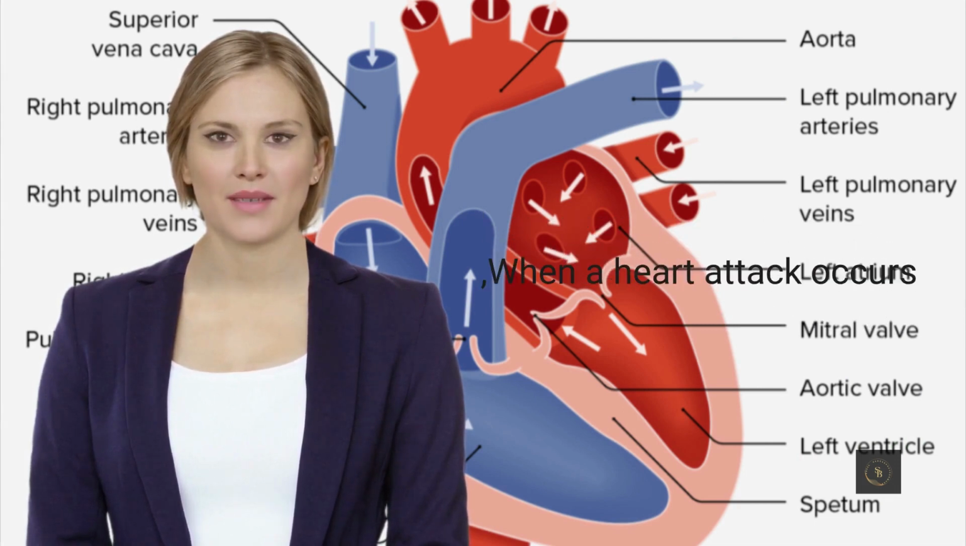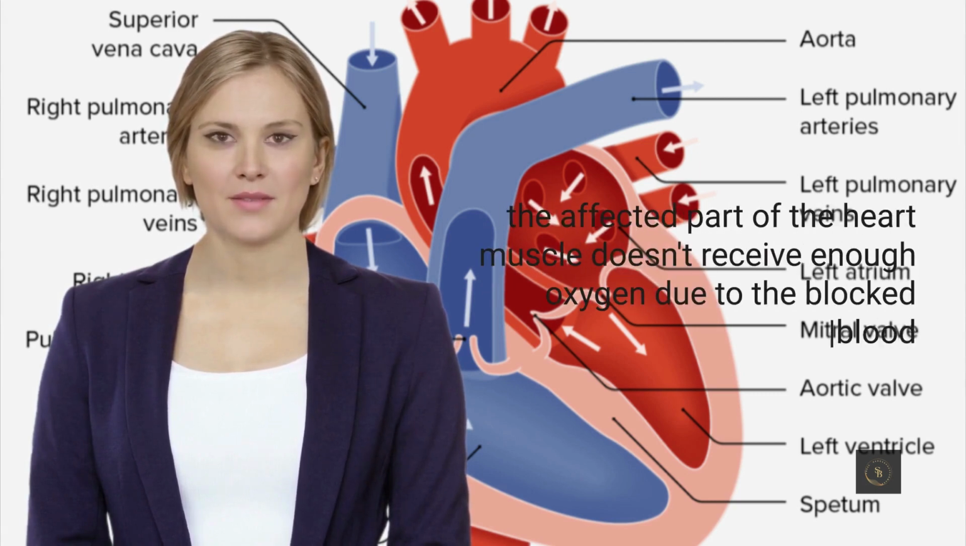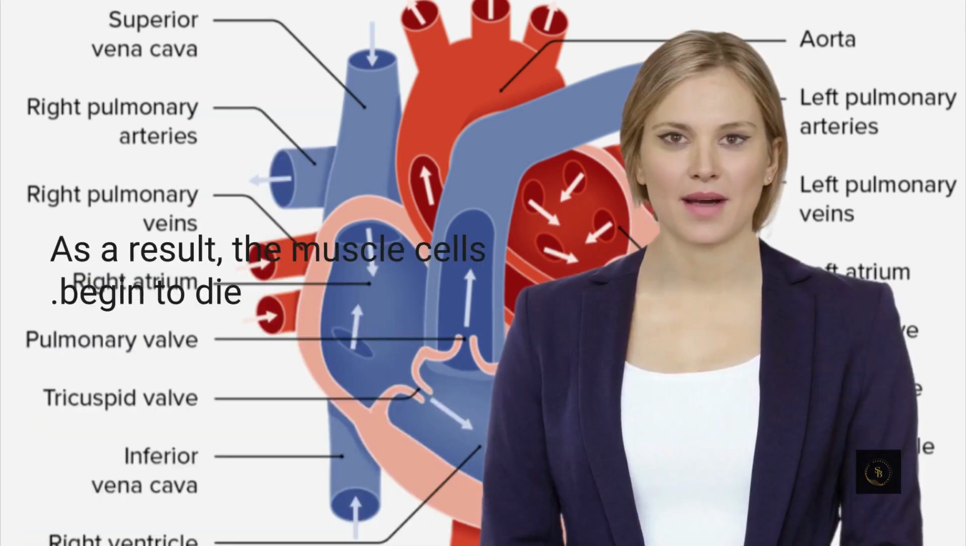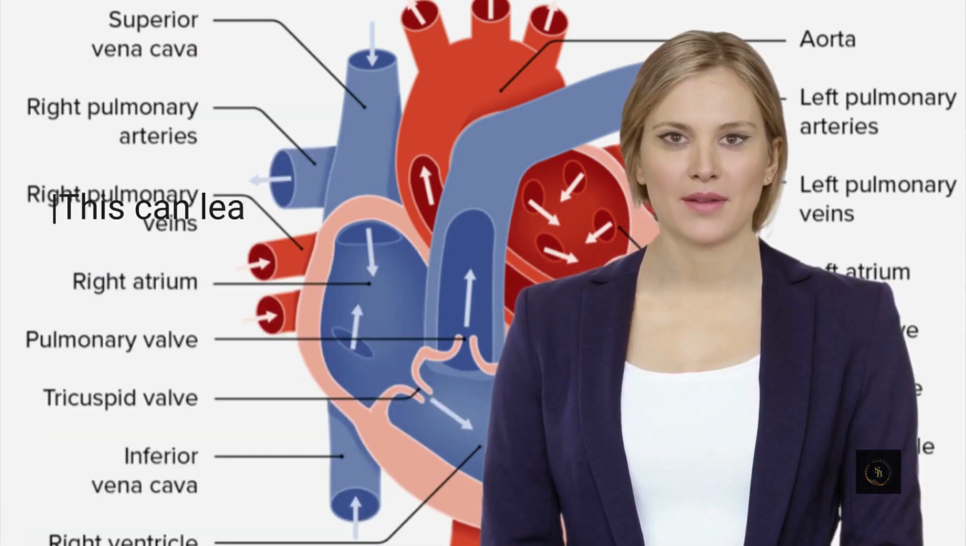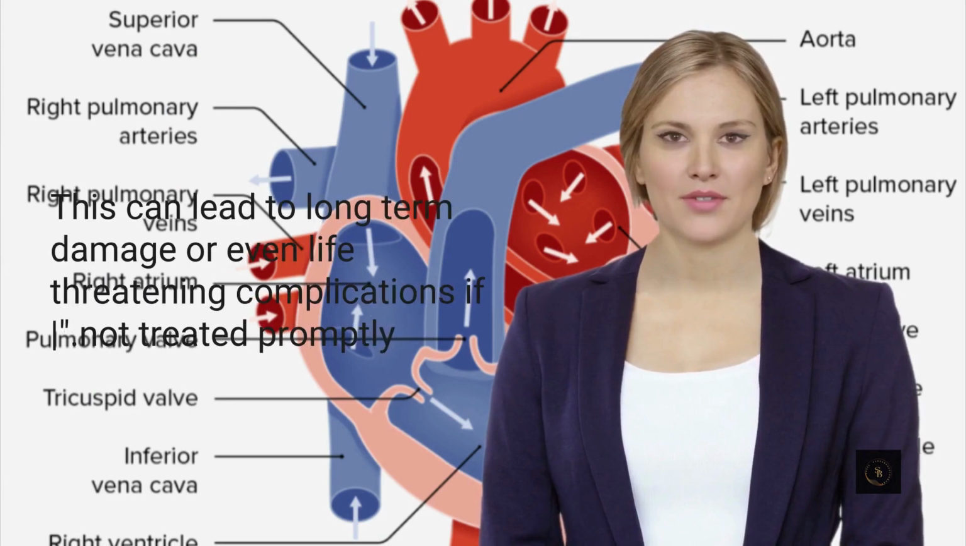When a heart attack occurs, the affected part of the heart muscle doesn't receive enough oxygen due to the blocked blood flow. As a result, the muscle cells begin to die. This can lead to long-term damage or even life-threatening complications if not treated promptly.